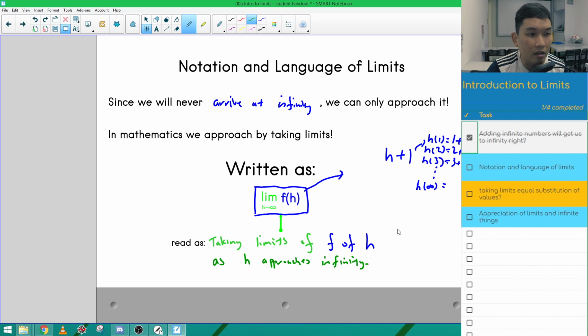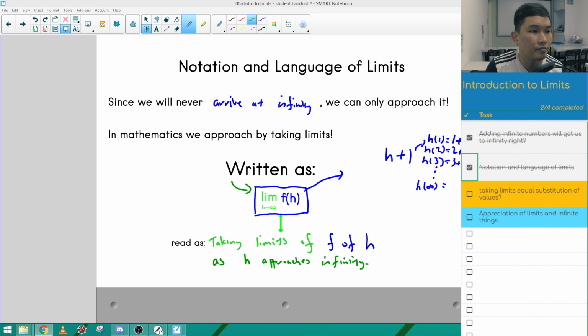Mathematicians are famously lazy, right? We have managed to reduce a long sentence into just two words written in the notation, just lim and f of h. So with that, I would also like to check off the second checkbox, the notation and language of limits. There you go.